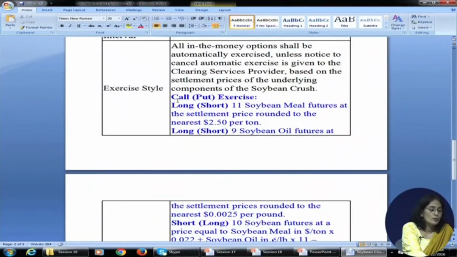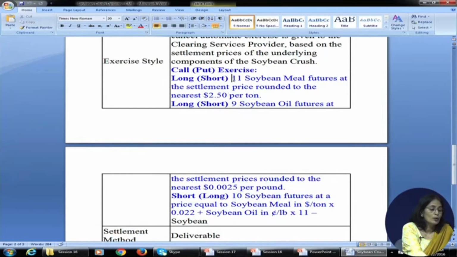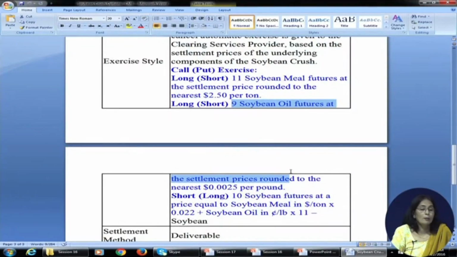If a call option is exercised, the long call position holder will take 11 soybean meal futures and 9 soybean oil futures contracts. So if I have taken a long call position and it's in the money with respect to the synthetic soybean crush futures value, then I will take a long position in soya meal and soya oil futures, and simultaneously take a short position on 10 soybean futures contracts. Similarly, if I have taken a long put position and I am in the money, I will be taking a short position in soya meal and soya oil futures, and a long position in soybean futures contracts.